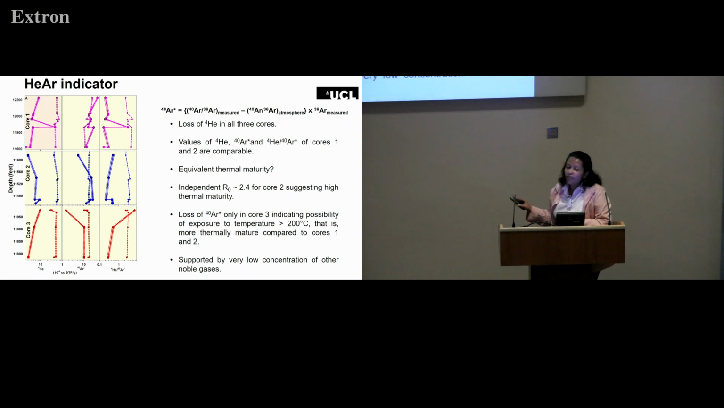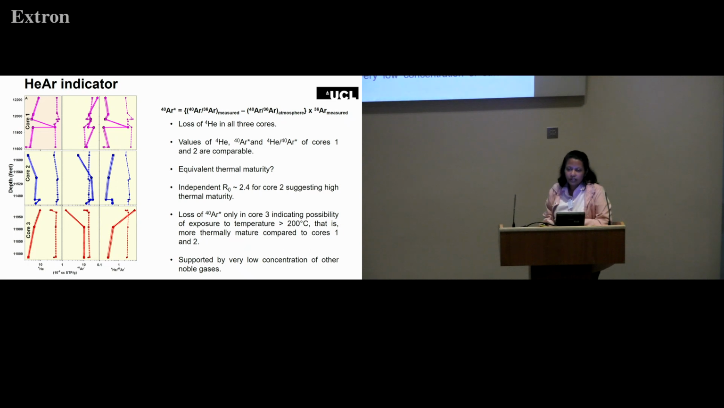So the expected trends are given in the dashed line in all the cases. Please note that we have lost helium from the system. The dotted ones, as against the dashed ones, are what we have measured. Look at the gap. That means we have lost helium from the system for core 1 and 2. As far as the argon is concerned, it's quite well preserved. But if we go to core 3, we see an argon loss. So core 3 has seen higher temperature.